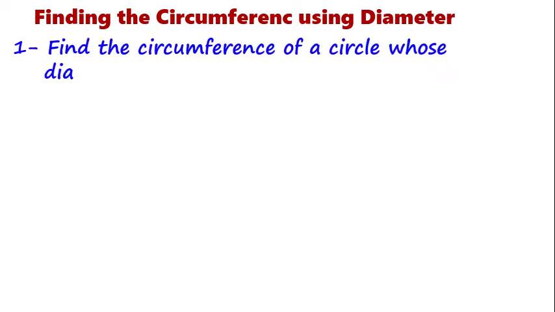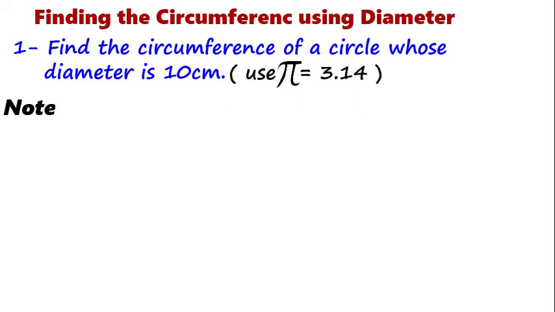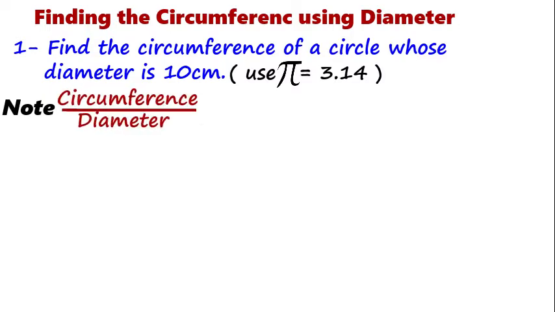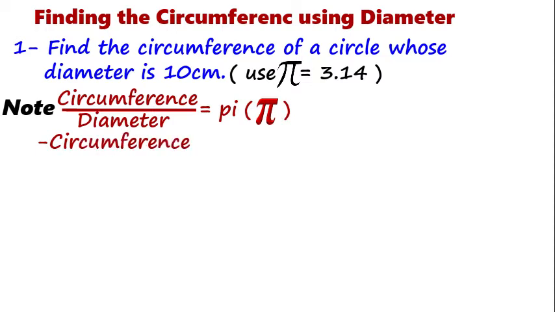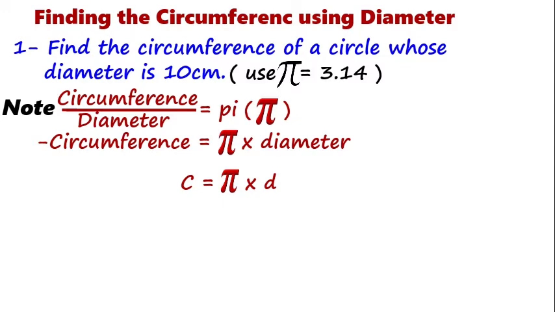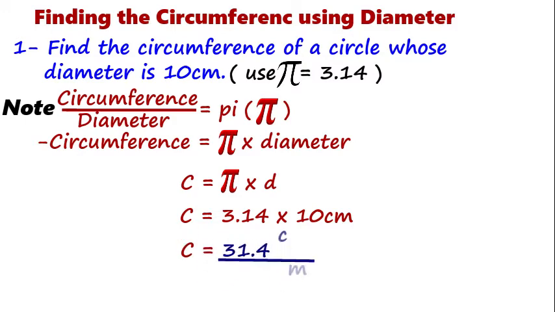Let us look at finding the circumference of a circle using diameter. Example: find the circumference of a circle whose diameter is 10 centimeters. Use pi 3.14. Remember, circumference over diameter is equal to pi. Hence, circumference is pi times diameter. When you consider the question, it is given that circumference is pi times diameter. The diameter is 10 centimeters and pi is 3.14. So it is 3.14 times 10 centimeters, and that gives us 31.4 centimeters.